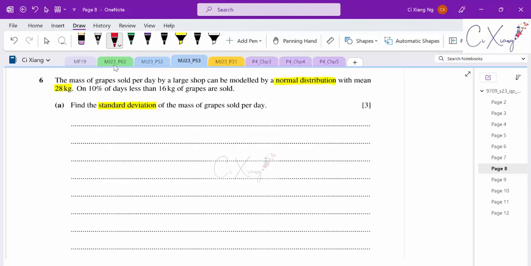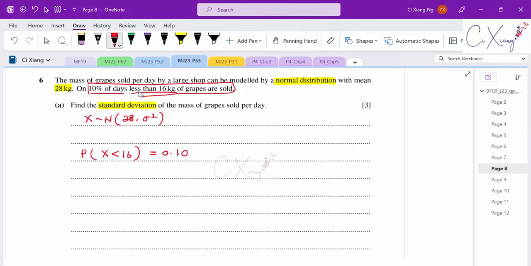Okay, so basically for this question, we already know that it is a normal distribution, right? So I have 28 as the mean, and the standard deviation I don't know, and I want to find it out. To find the standard deviation, we need the information to start off. So the information given is this one: 10% of days, less than 16 kilograms of grapes are sold. So that means the mass of grapes sold is less than 16, and the probability given is 0.10. This is from this particular sentence. 10% means the probability or percentage, so you can make it 0.1.